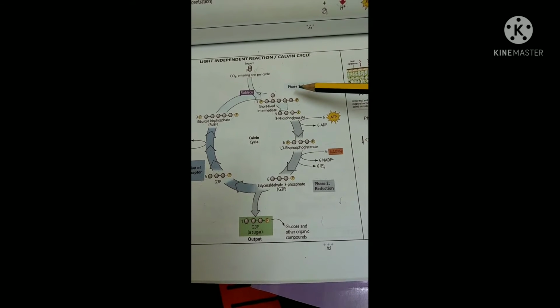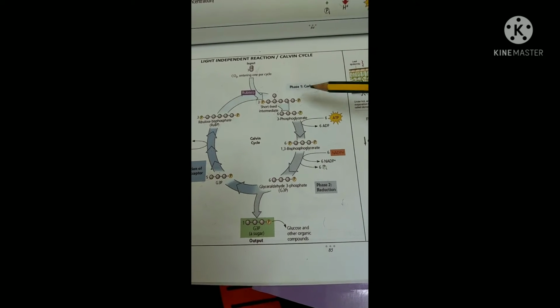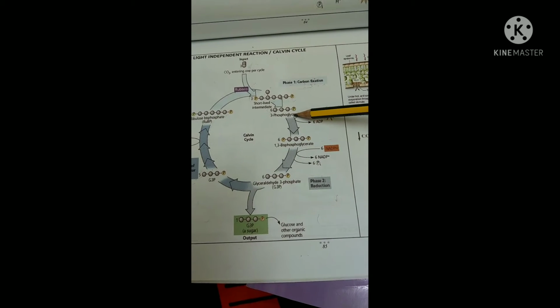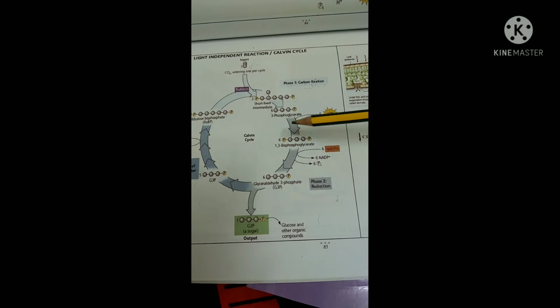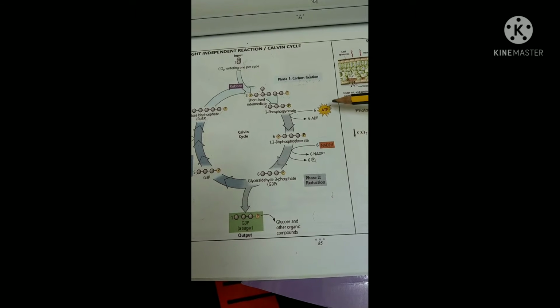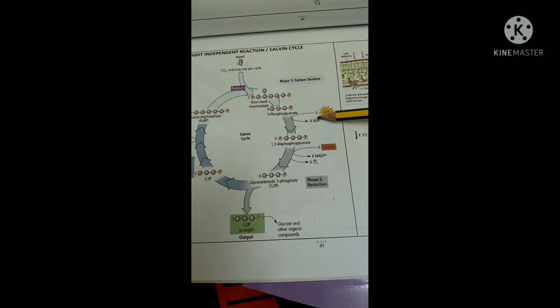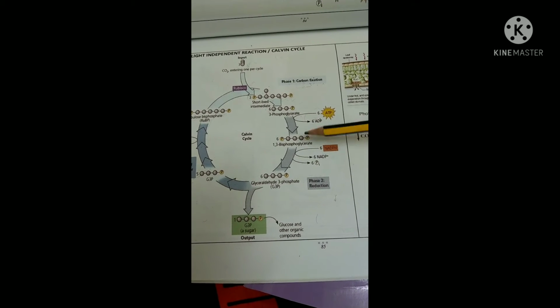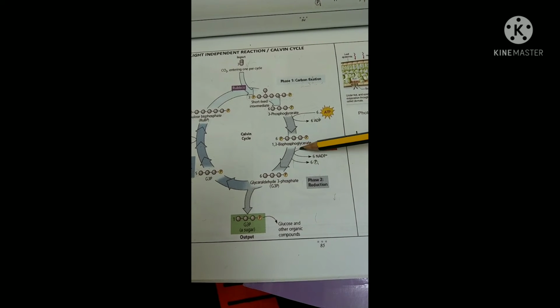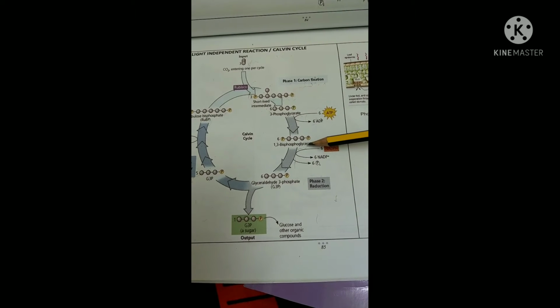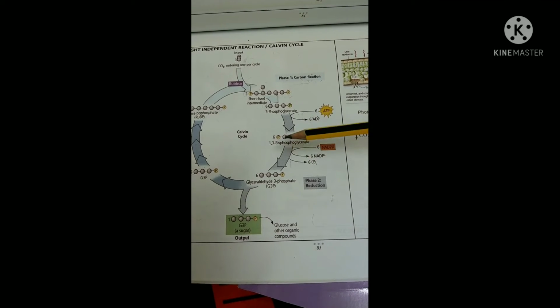So it will produce 6 molecules of PGA. It will be phosphorylated by 6 molecules of ATP. Then ATP will release one of its phosphates and attach to the PGA molecule, forming 1,3 biphosphoglycerate, and it is reduced by NADPH.